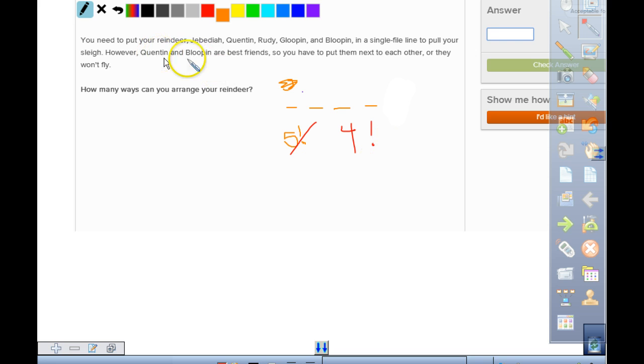But wait a minute. Quentin and Bloopin, if I went Q and then B, that's just one choice. But I could go the other direction, Bloopin and then Quentin. So they just have to be next to each other, but it doesn't matter which order. So when I talk about these two being next to each other, I have to remember to double the number of ways I can put them next to each other. So I'm going to multiply by 2. This would be 4 factorial times 2. 4 times 3 is 12, times 2 is 24, times 1 is 24, times 2 is 48. 48 would be my answer. So you see how that's done.